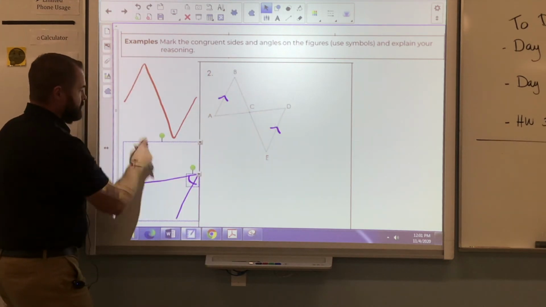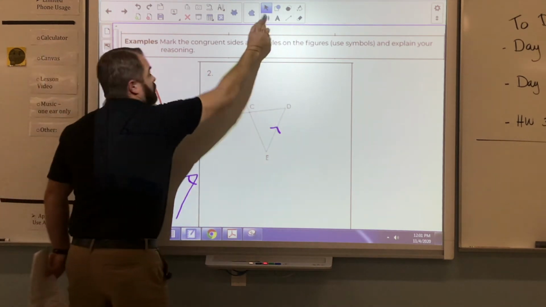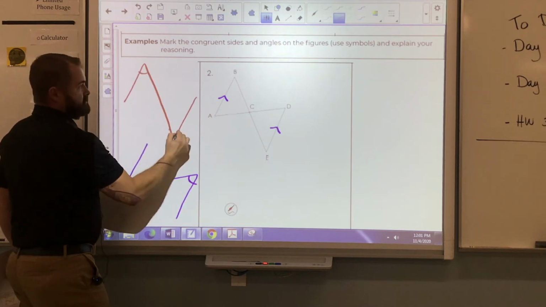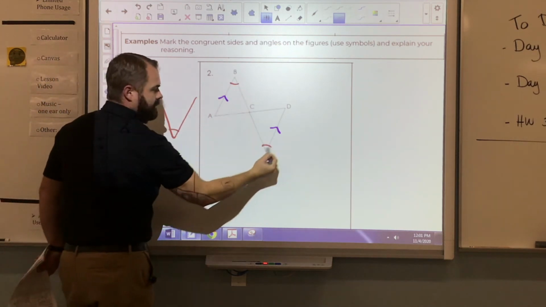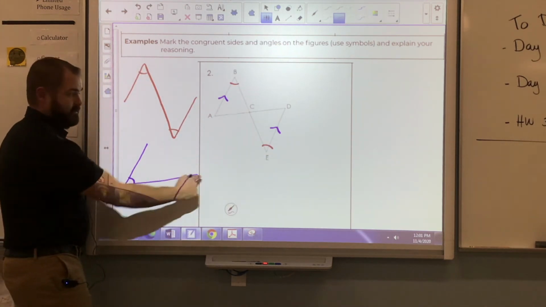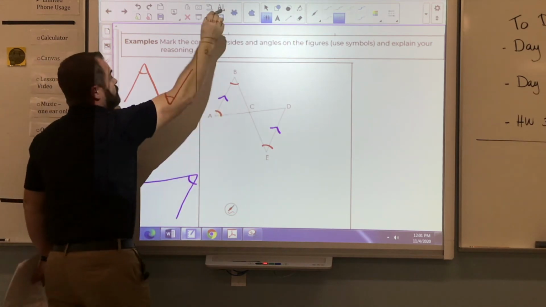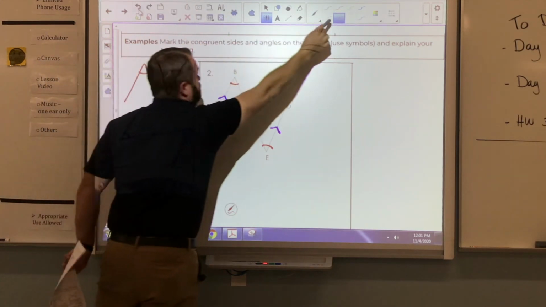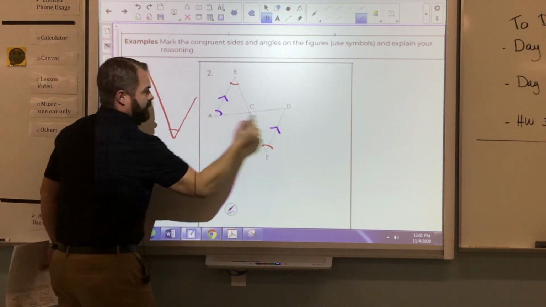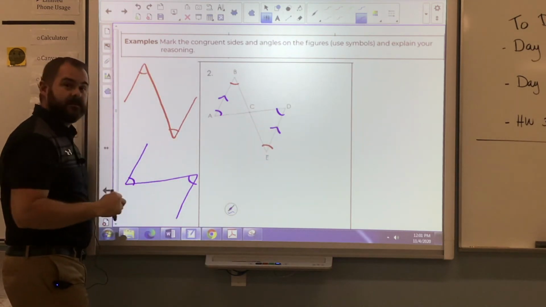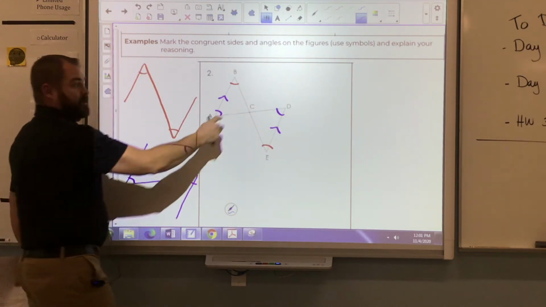So you can kind of see both of those. These two angles were angles B and E. These two angles are angles A and D. So I've got two pairs of congruent angles. Again, I would also have the vertical angles.